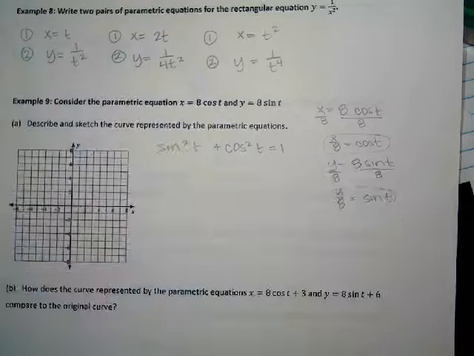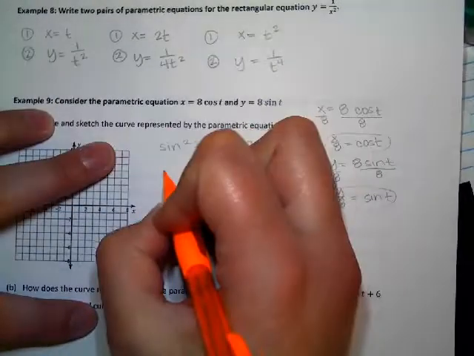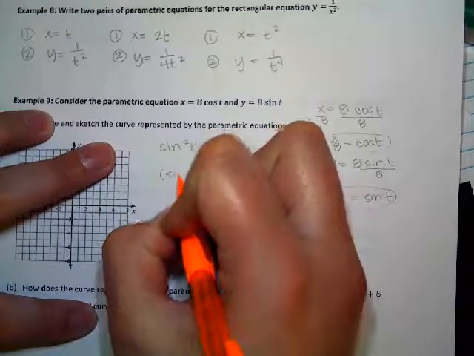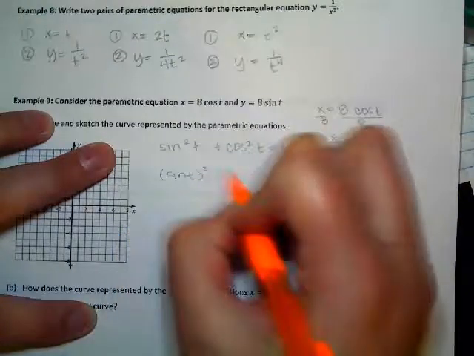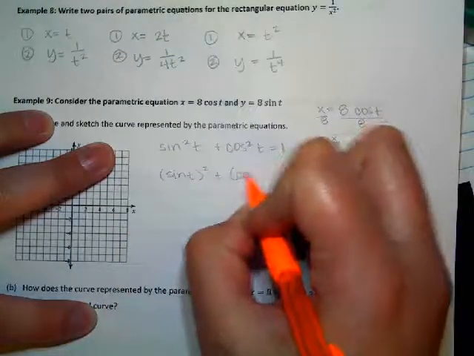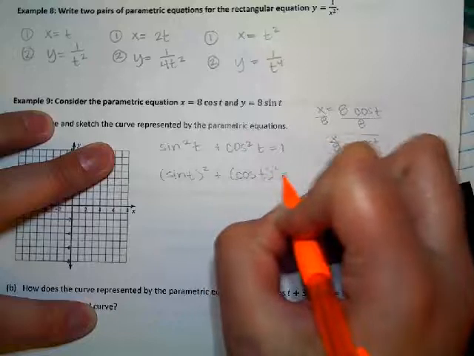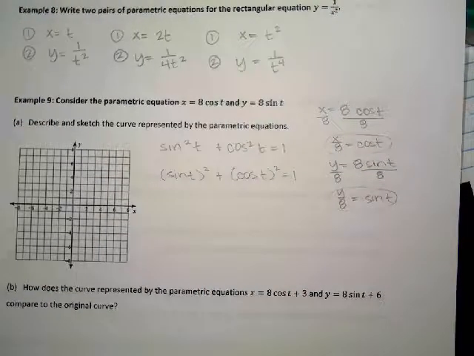So I'm going to say this is sine t, and it's being squared, because that's what that notation actually means. So that's sine t that's being squared plus a cos t that's being squared. That's what that notation truly meant.